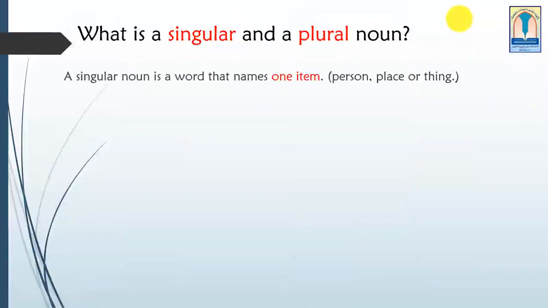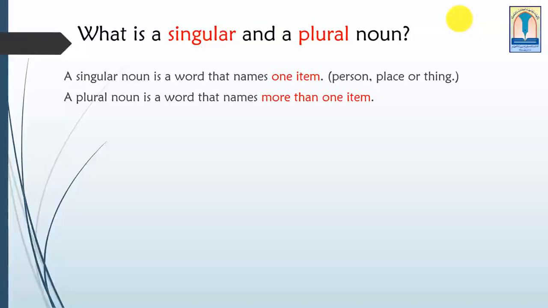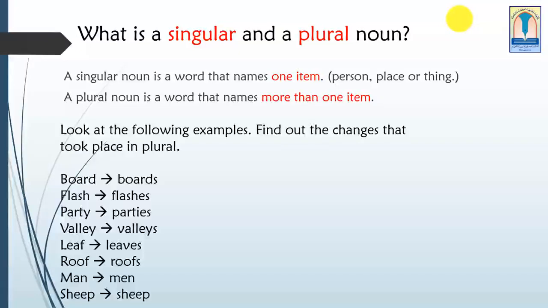A singular noun is a word that names one item, a person, a place, or a thing. A plural noun is a word that names more than one item. Let's look at this group of examples and try to find out the changes that took place in plural.